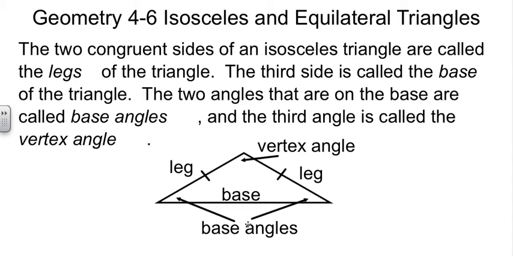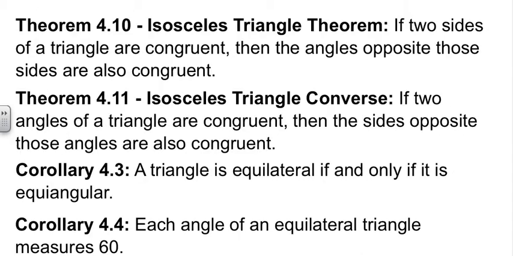Now this is only going to apply to isosceles triangles. That's important to remember. The two legs are the same, they're equal, and then the base is the third side. The two base angles are on the base, surprisingly, and the third angle is called the vertex angle.